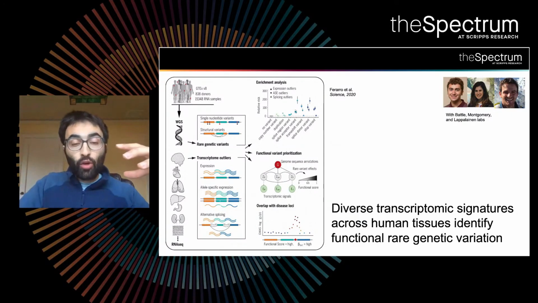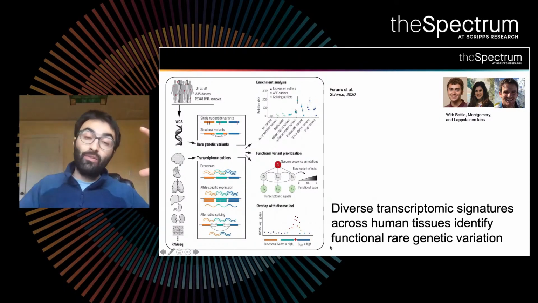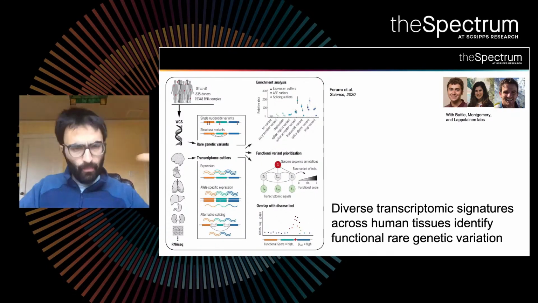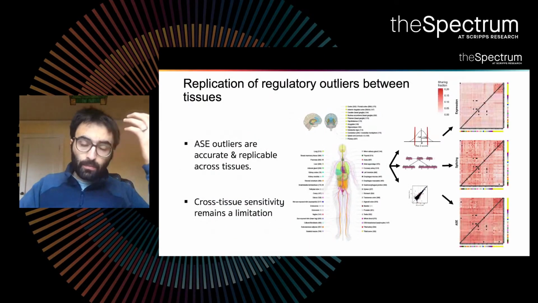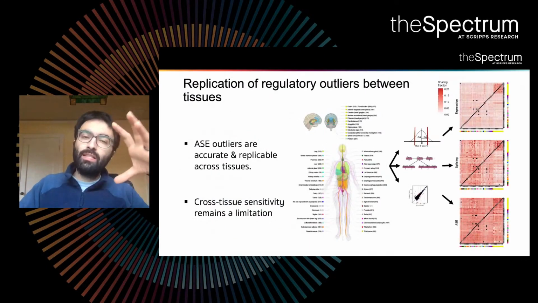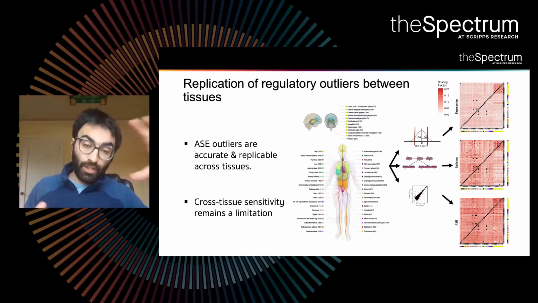And actually, if you look at other data sets like in UK Biobank, we could show that these rare variants that we think are functional tend to have a larger effect on common phenotypes than an average variant of interest. But another thing that we were interested in when we were looking at this data was how well these outlier signals replicate across different tissues?